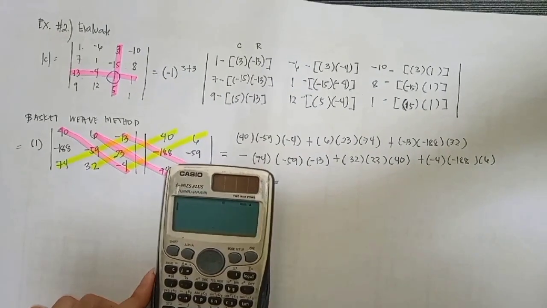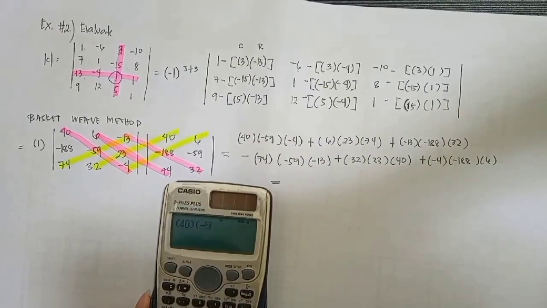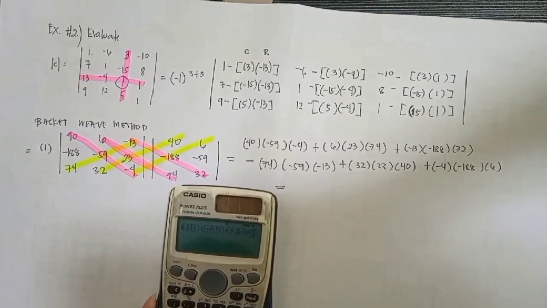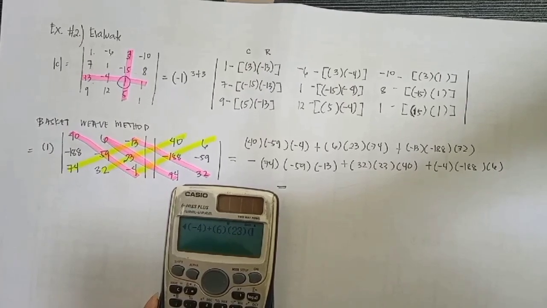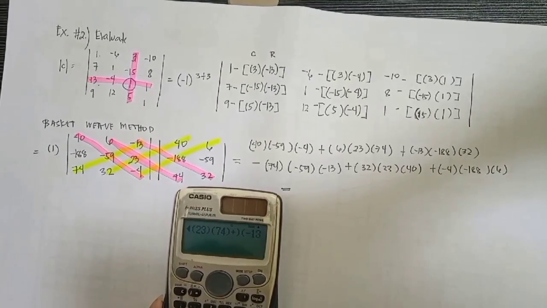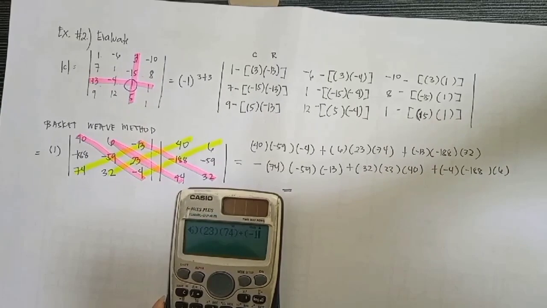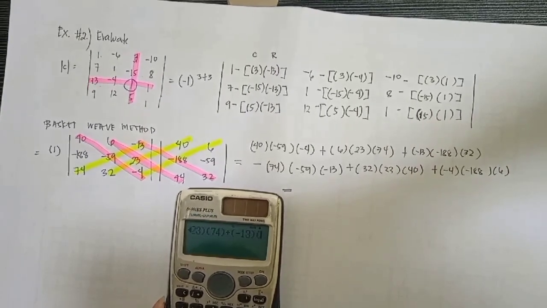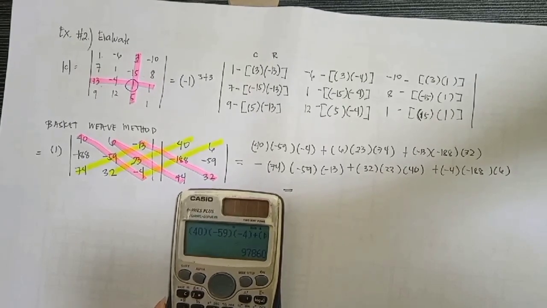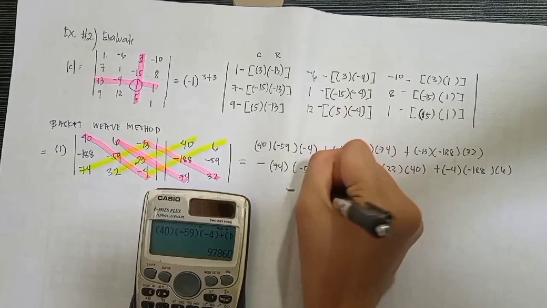Let's simplify it. 40 multiplied by negative 59 multiplied by negative 4, plus positive 6 multiplied by positive 23 multiplied by 74, plus the product of negative 13 multiplied by negative 188 multiplied by 32, is equal to 97,860.